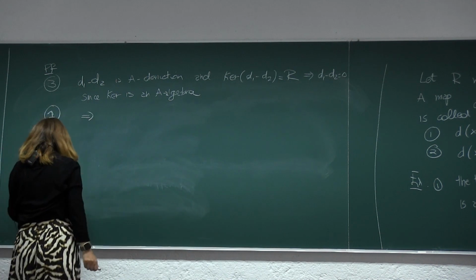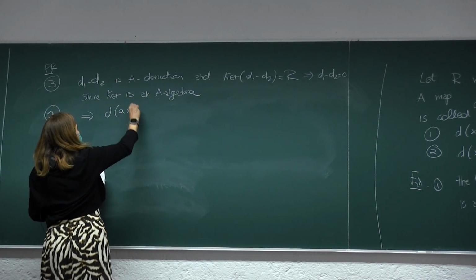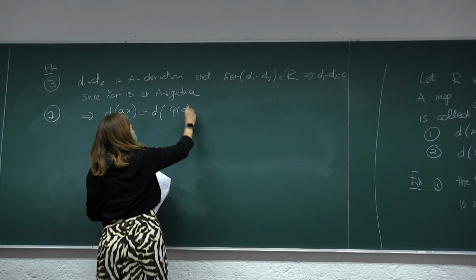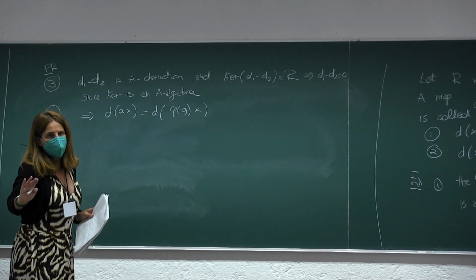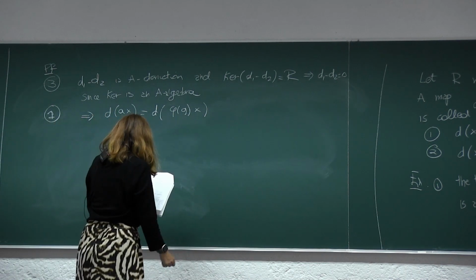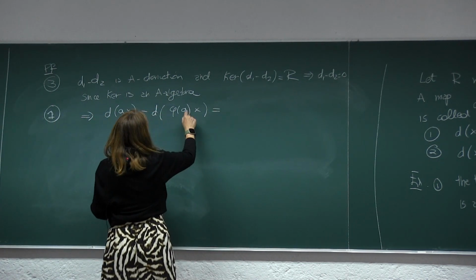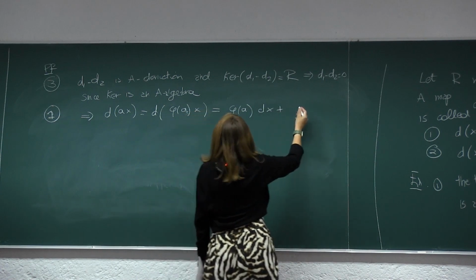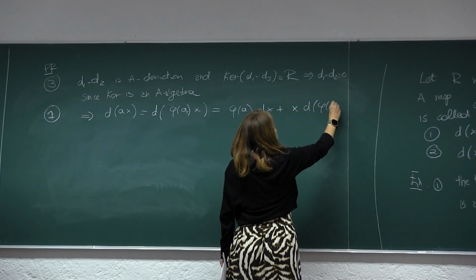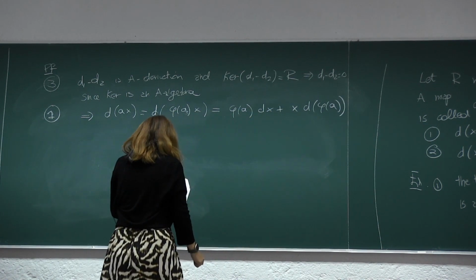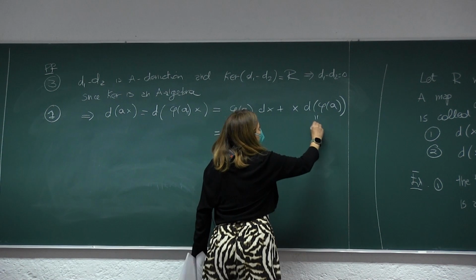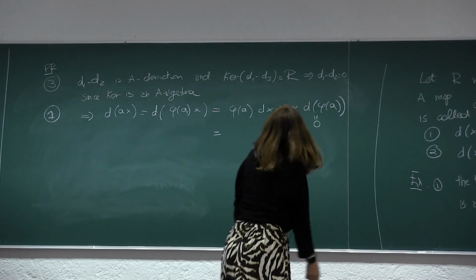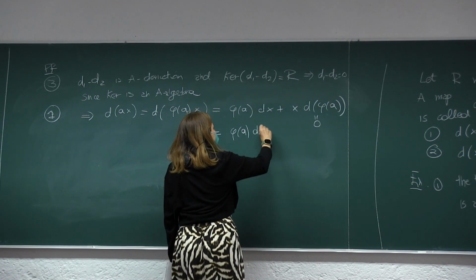So I have two directions since I have an equality. D of a x, where a is an element of A, is equal to d of phi of a times x, because that's the way multiplication acts on R, through phi, as R is an A algebra. And now, just apply the Leibniz rule: d of phi of a times x plus phi of a times d of x. But the first term is 0, because if you assume that phi of a is in the kernel, then you get just phi of a times d of x.